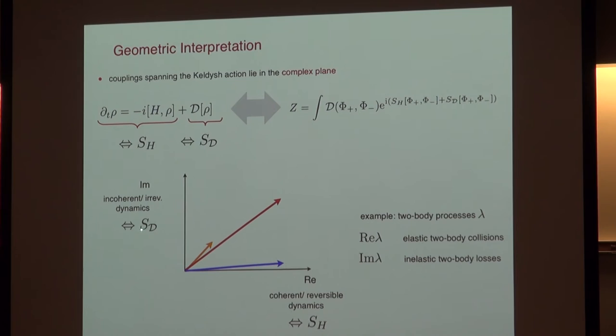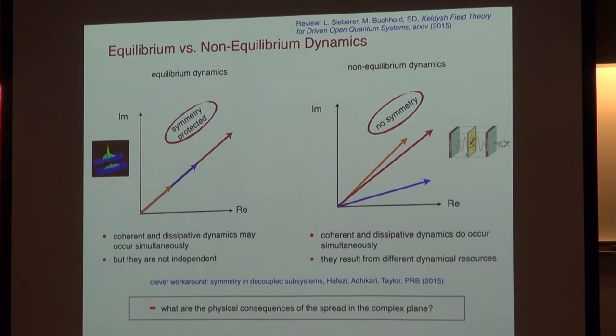Take an example, two-body processes. You can either have elastic collisions, this is the real part here, or you can have inelastic processes somehow here. And here we can now clearly see a difference between equilibrium and non-equilibrium systems. As I was saying, the equilibrium dynamics is protected by this additional symmetry of energy conservation, essentially. And it entails, on the level of these couplings, that they're all constrained to lie on a single ray in this complex plane.